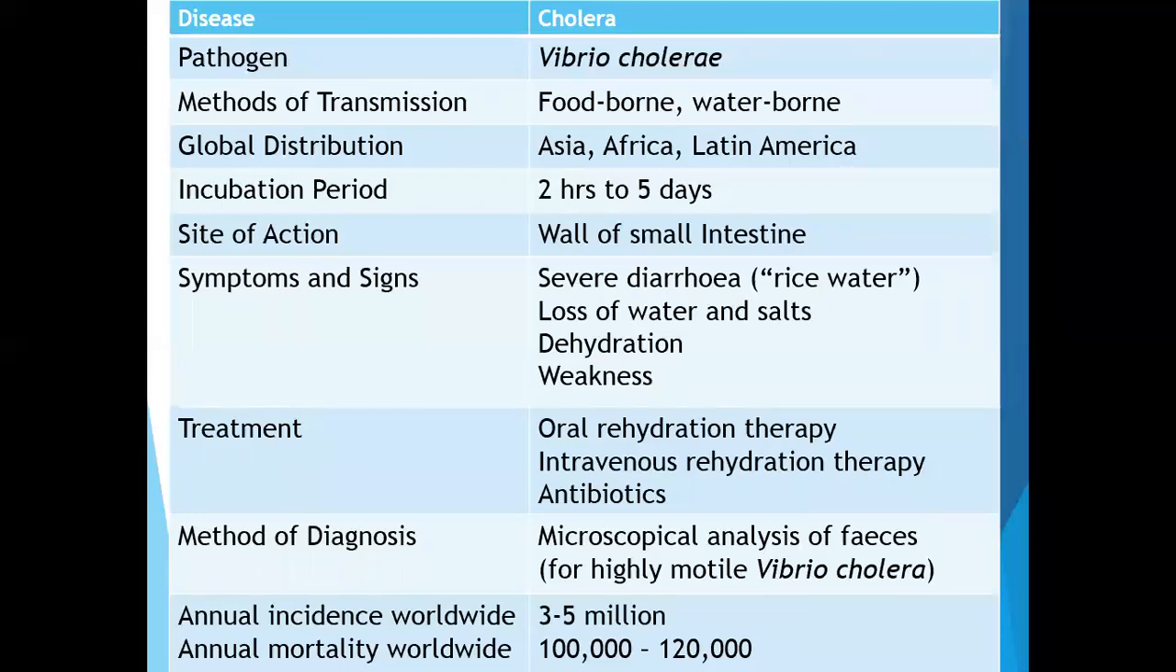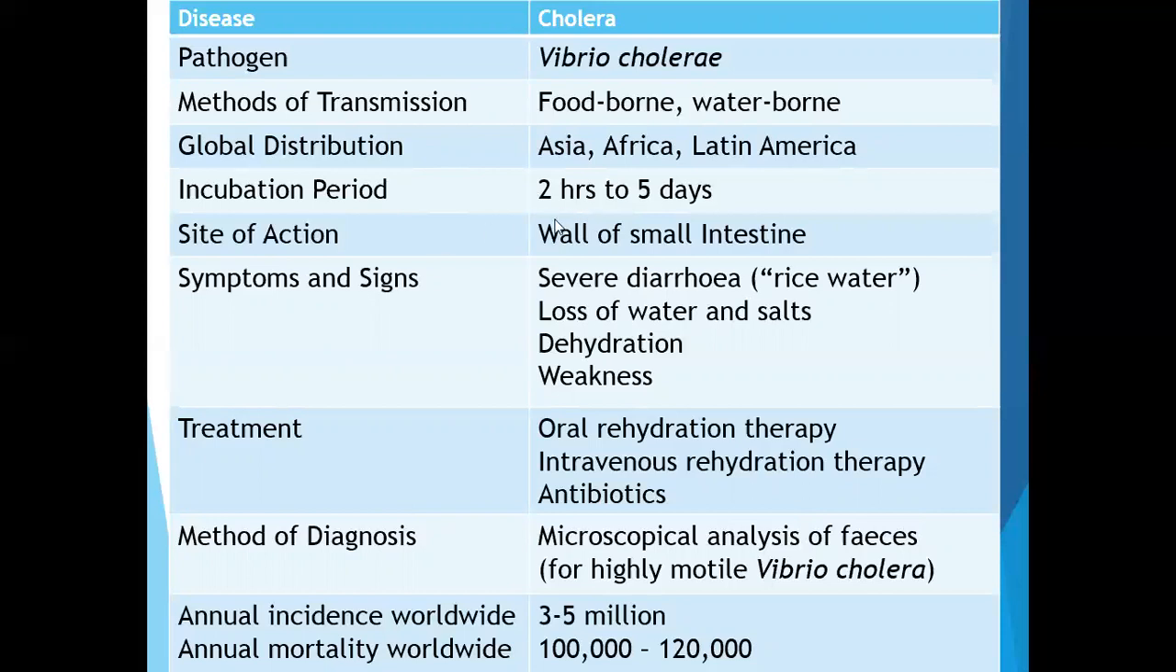Okay, now let's look at the overall view and summary of the disease cholera. The pathogen is Vibrio cholerae. The method of transmission is foodborne and waterborne. So please memorize this. Global distribution is mainly in Asia, Africa, and Latin America. Incubation period means the time taken after the bacteria infect a person until signs and symptoms are seen. Until this person gets sick, it's called the incubation period. So it can be 2 hours to 5 days. Okay.